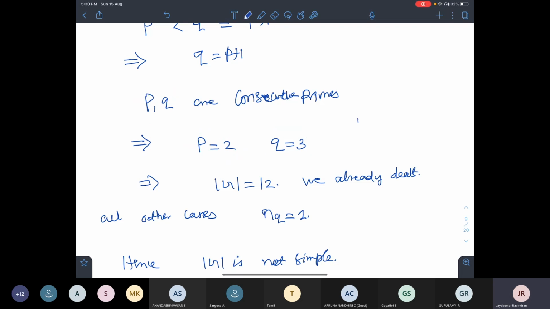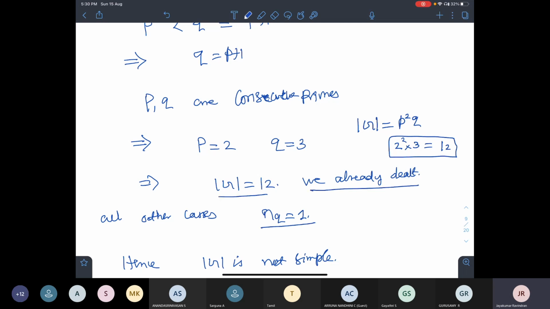Do you remember? We started with g equal to p square q. Now we end up with 2 and 3. 2 square into 3, what is that? 12. Do you remember? Today we already dealt with 12, so nq is 1. We already dealt with 12. In all other cases nq must be 1.